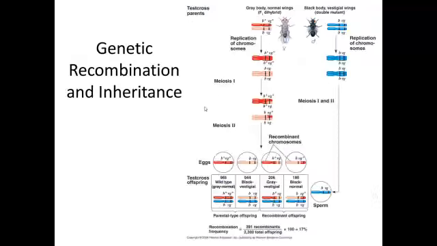Remember synapsis and crossing over in meiosis? The homologous chromosomes here in the heterozygote have exchanged pieces. So the gray can end up on the chromosome with the vestigial wings, even though it didn't start there. This leads to greater diversity within the population, which is the point of sexual reproduction.